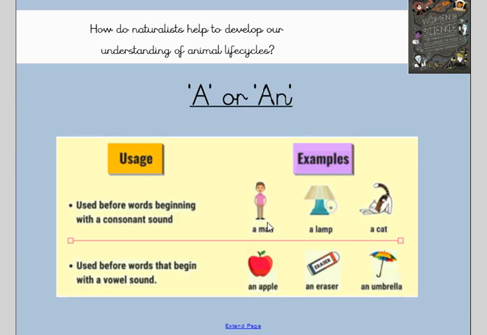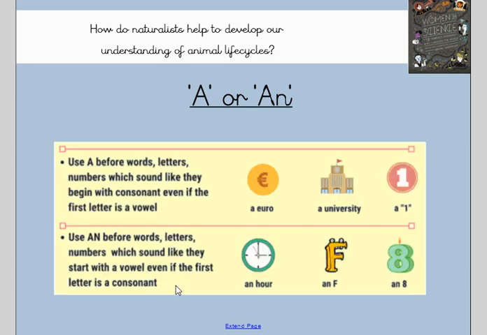Okay, there are some examples: a man, a lamp, a cat, an apple, an eraser, an umbrella. Now, don't be fooled, okay, just by the first letter. It's to do with the sound, not the letter. So these words, okay, a euro, a university, a one, okay, because euro starts with a y sound, and a y sound is a consonant, okay. So just the letter, okay, we need to think about the sound in our head. An hour, starts with an a sound. Hour, although it's an h, it's an hour, okay? So think about the sounds clearly.